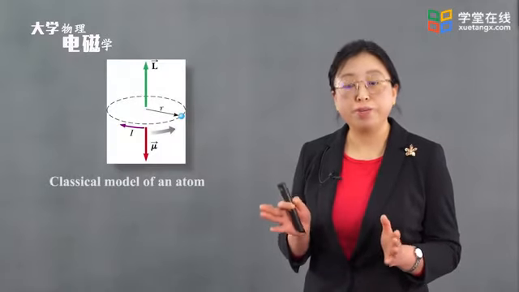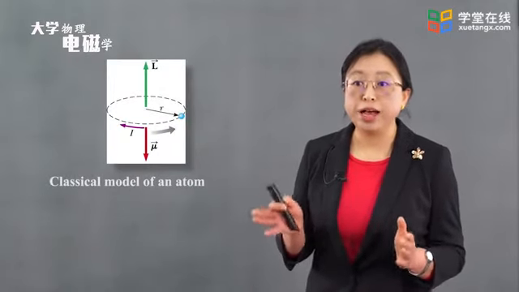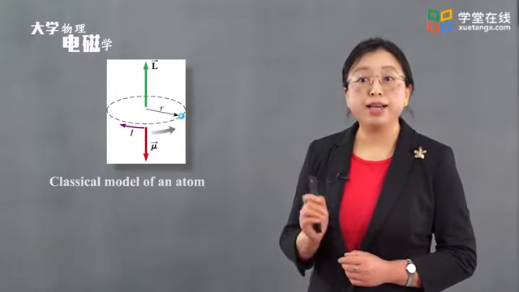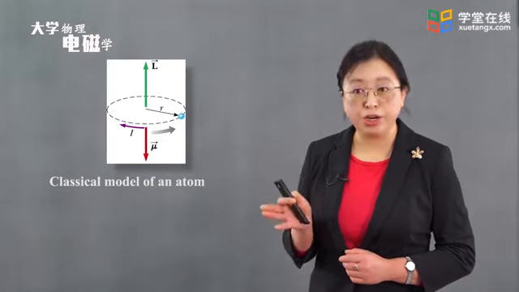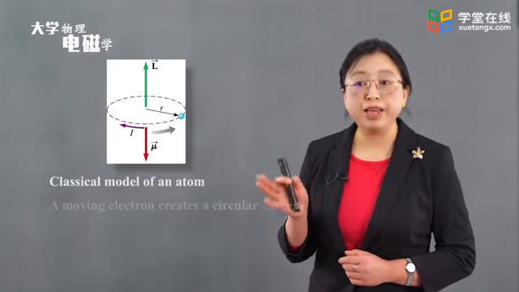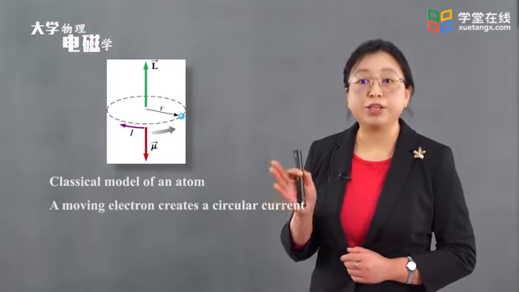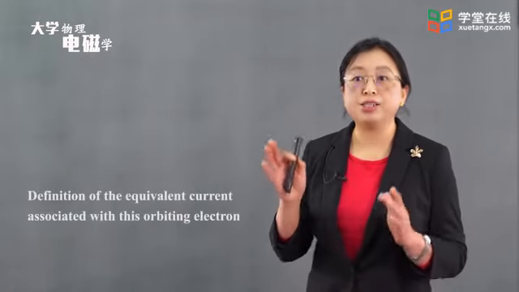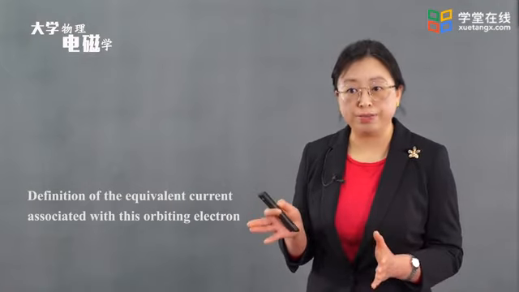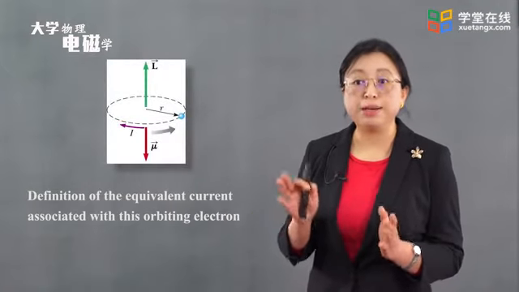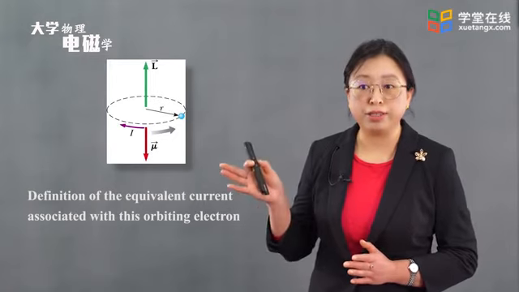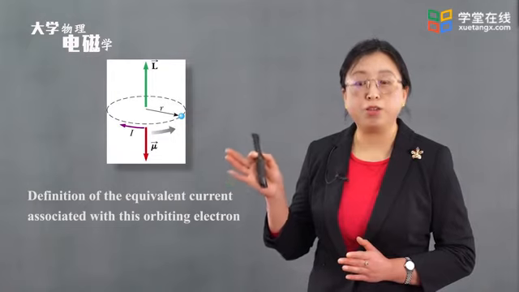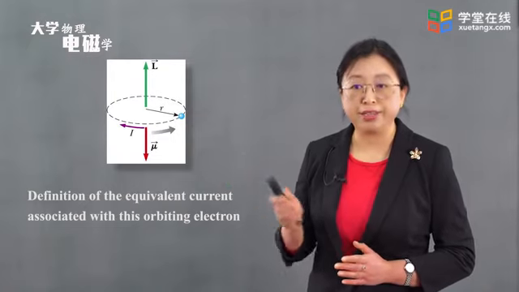Based on the classical model of an atom, electrons are moving in a circular orbit around the nucleus. We know a current is a net flow of electric charges. Therefore, a moving electron actually creates a circular current. Now let's define the equivalent current associated with this orbiting electron. We assume an electron is a particle in uniform circular motion. It moves with a constant speed v in a circular orbit of radius r about the nucleus.